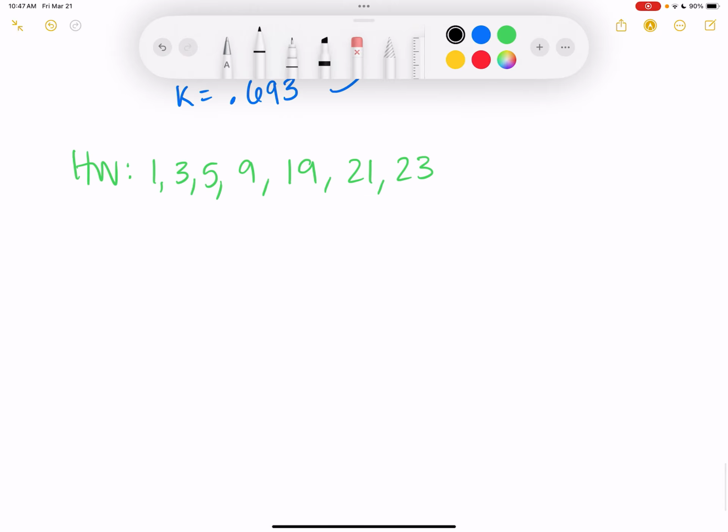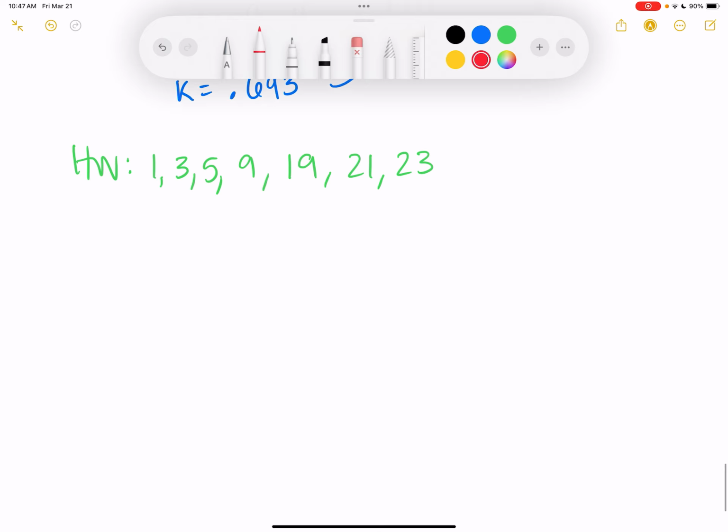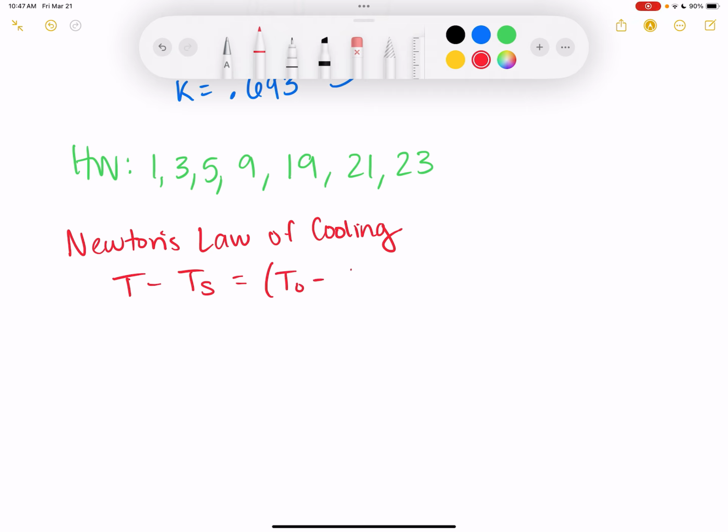All right. So, again, I don't know if this was in your notes or not, but Newton's law of cooling: T minus T sub S equals T sub 0 minus T sub S times e to the negative KT. T0 is the temp at time T equals 0. Surprise, surprise. In parentheses, it says tots.